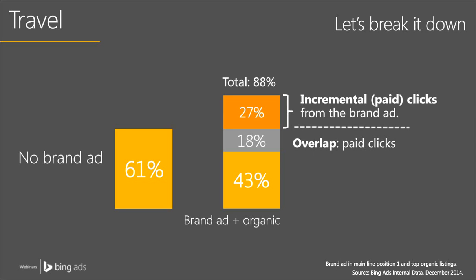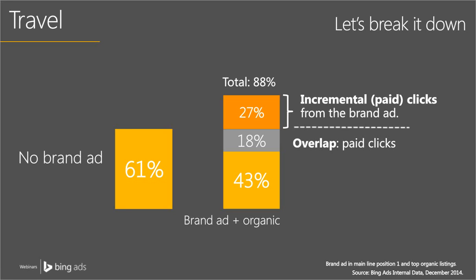Yeah, exactly. And I think what you'll see when you start running these tests for yourself is that this overlap, in this example the average within travel was about 18%, is not going to be high enough generally for you to shy away from bidding on your own brand, because the result of having that total 88% of the clicks is much stronger than the 61%, and then adding on top of that the fact that those clicks are not going to your competitors makes them even more valuable.